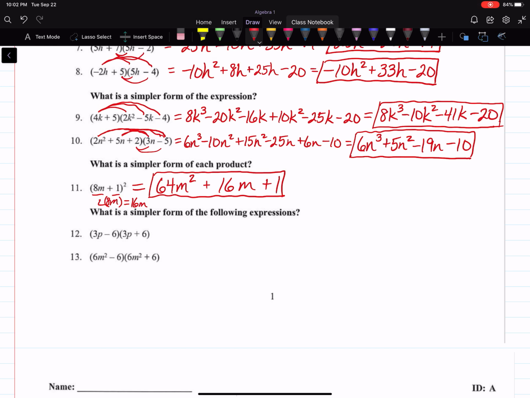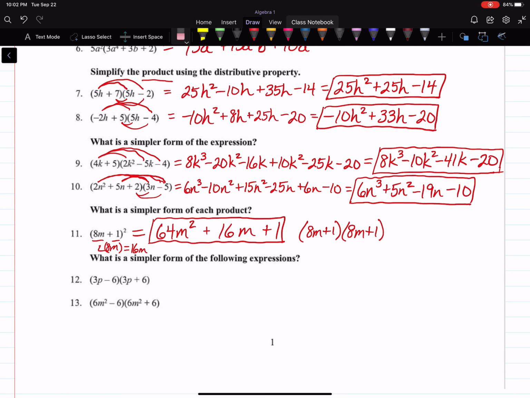Again, if you want to write it out the long way, you always can. You would write out 8m plus 1 times 8m plus 1, and then do it like we did up here on number 7 and number 8. Okay, no big deal.